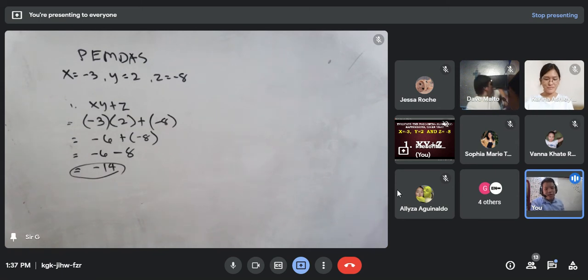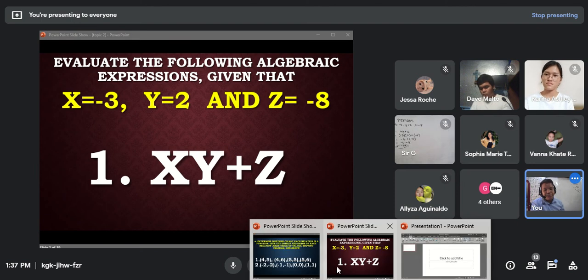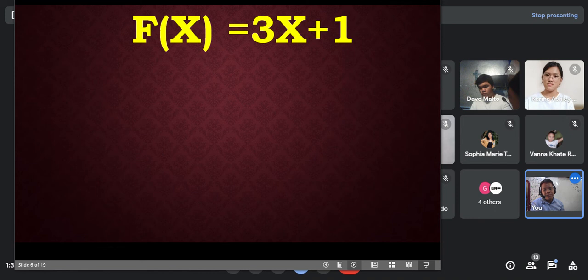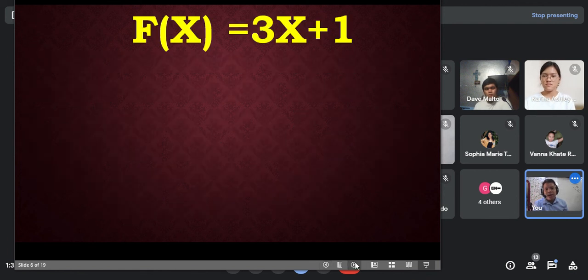Ngayon, dumako tayo dito sa mismong topic natin. Yan is mga stock knowledge natin kasi nga, in evaluating algebraic expression is the same in evaluating a function. The same lang po sila. Okay, so now, sabi dito, the function notation y is equal to f of x tells you that y is a function of x. If there is a rule relating y to x, such as y is equal to 3x plus 1, then you can also write f of x is equal to 3x plus 1.